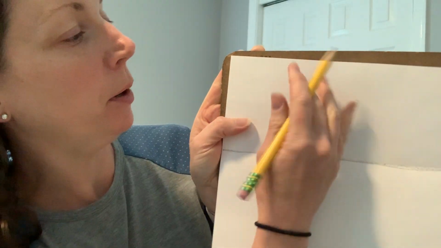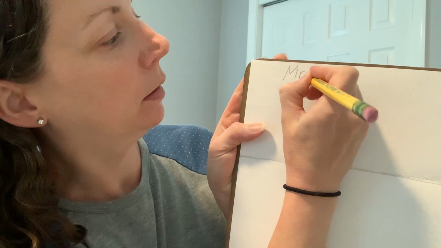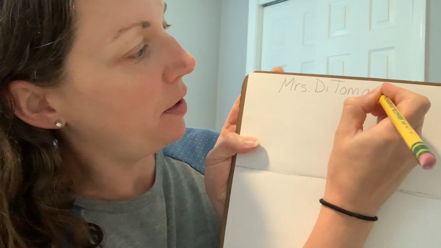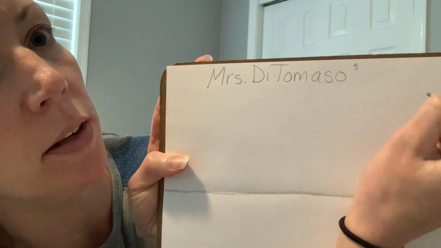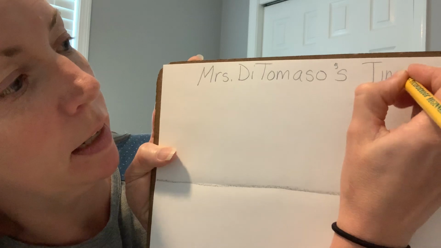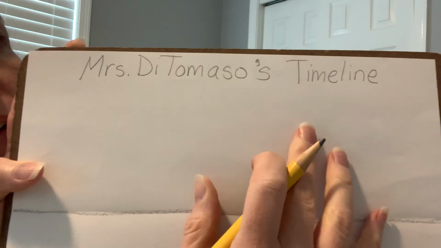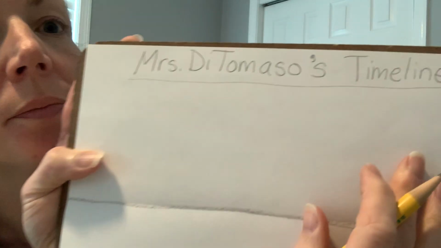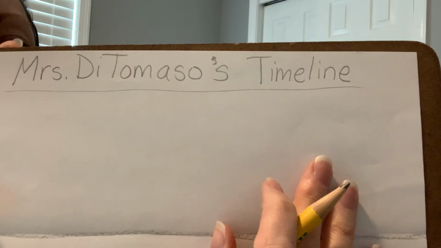So at the top of your paper, I want you to write your name. Name across the top. And this belongs to us. And we learned about possessives a little bit ago. So remember, we're going to make an apostrophe S, and we're going to write timeline. And timeline is a compound word. Okay, so Mrs. DiTomaso's timeline. I'm going to underline it too. Okay, so label your paper, and then we'll be ready to create our timeline.